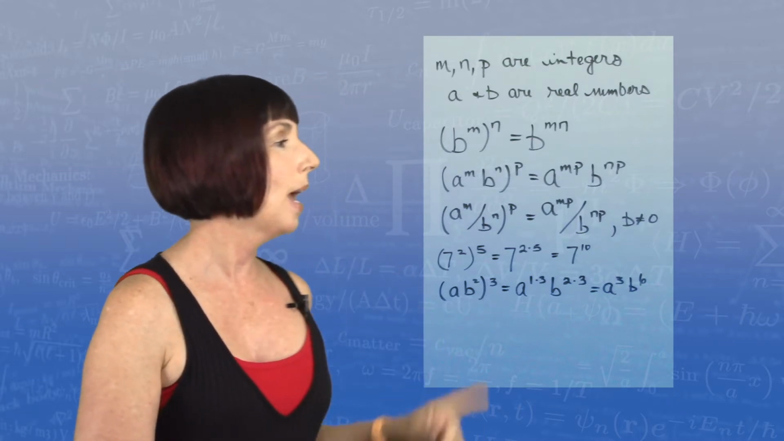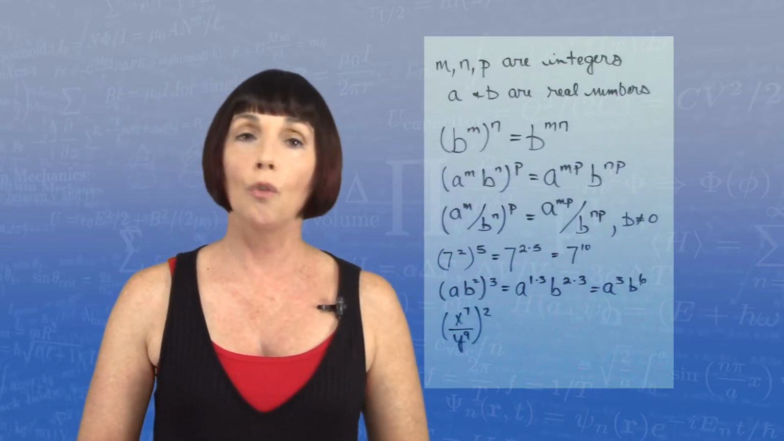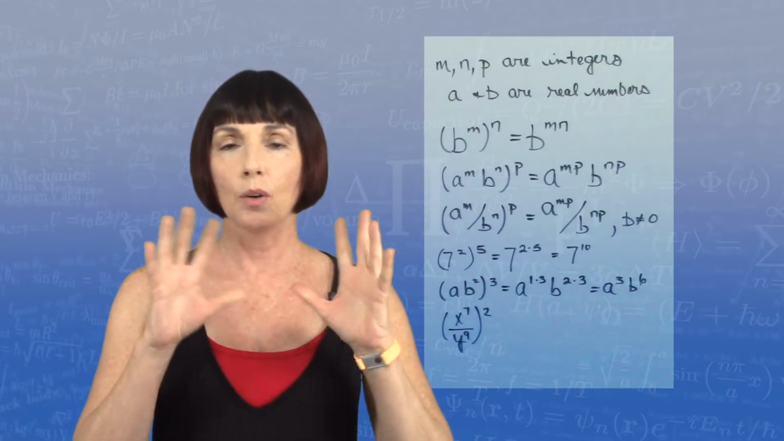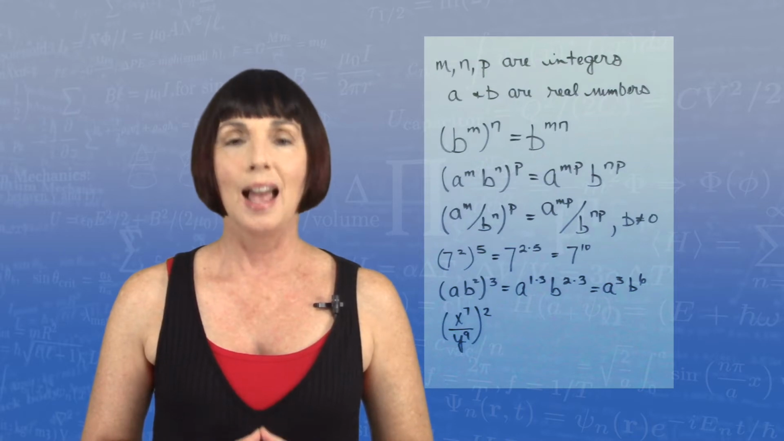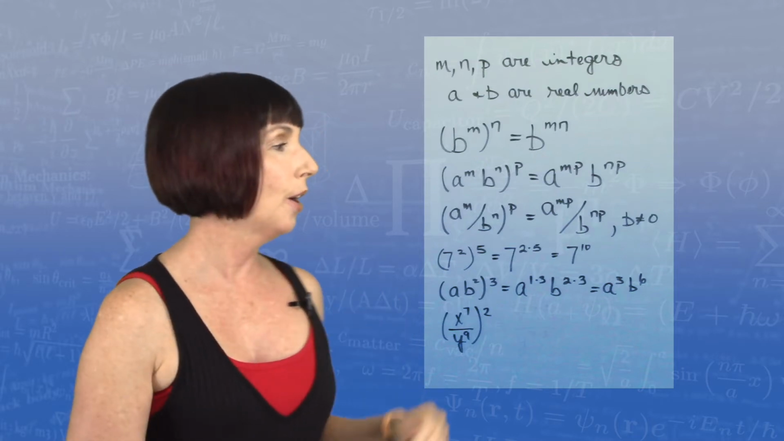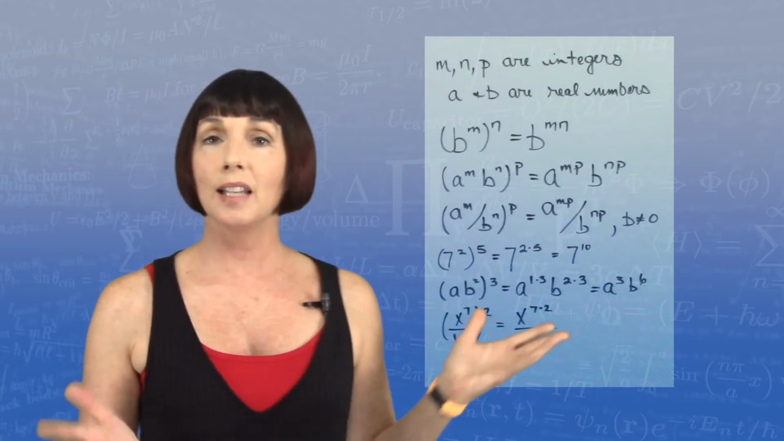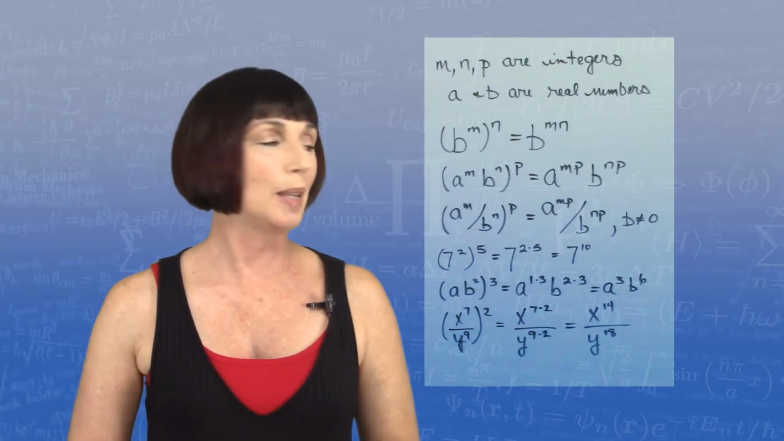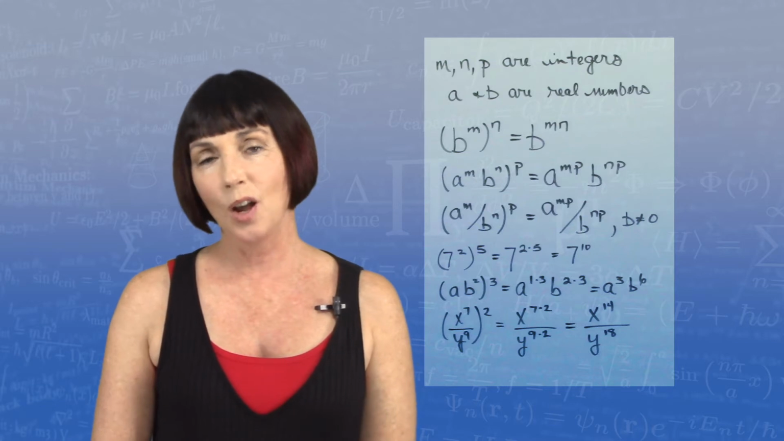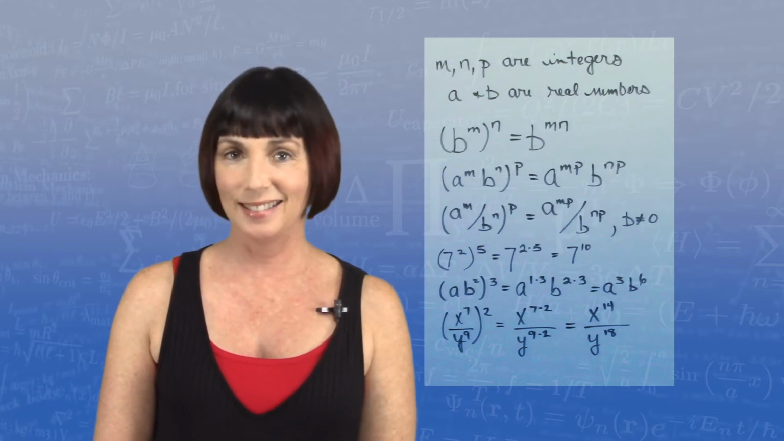Okay, how about x to the power of 7 over y to the power of 9, and that whole quantity is squared? That gives me x to the power of 7 times 2 over y to the power of 9 times 2, which gives me x to the power of 14 over y to the power of 18.